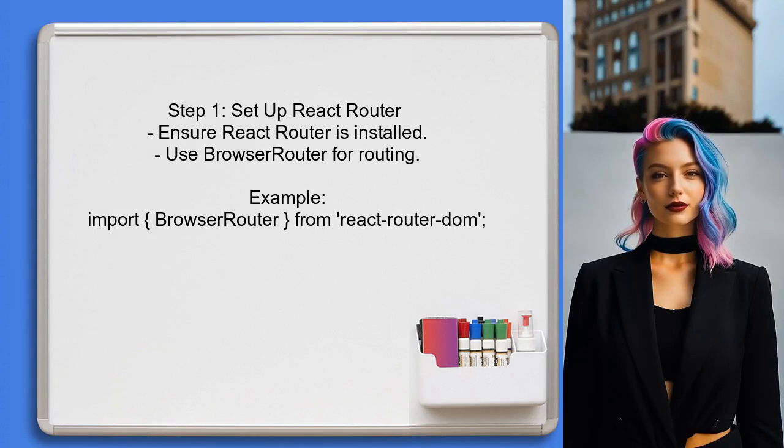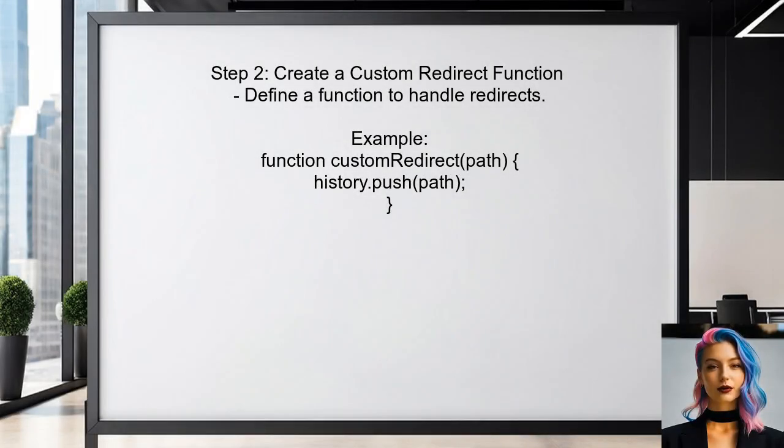To manually override the Google Optimize redirect, the user should first ensure that they have set up their React router correctly. This will allow for seamless navigation without full-page reloads. Next, the user needs to create a custom redirect function. This function will handle the navigation based on the variant selected by Google Optimize, allowing for a smooth transition.